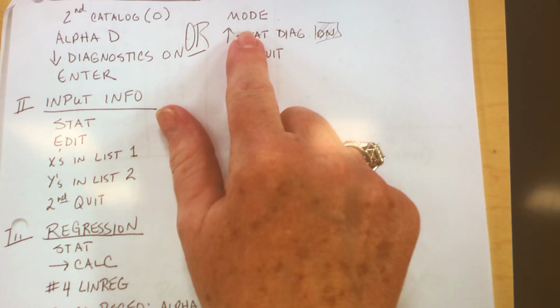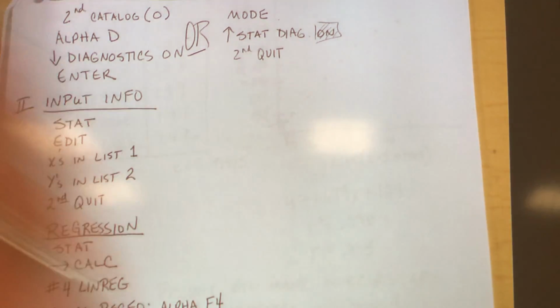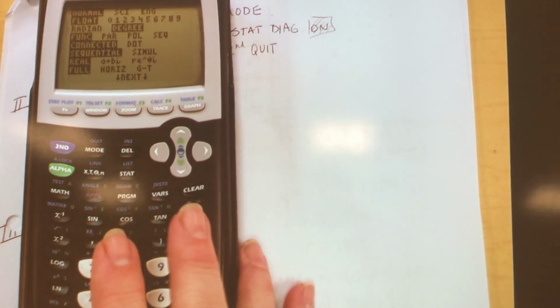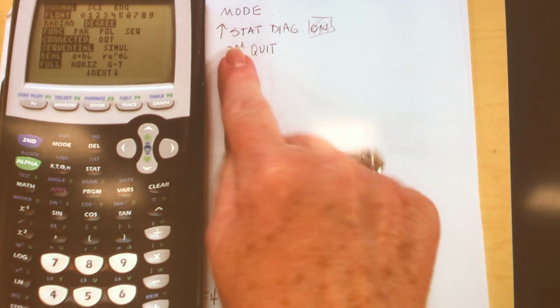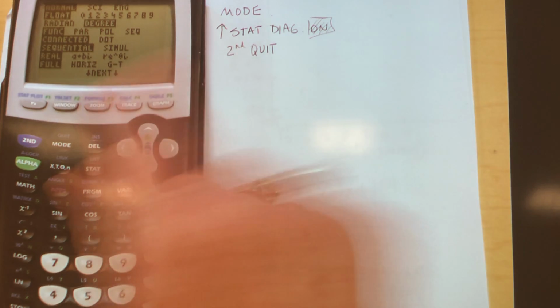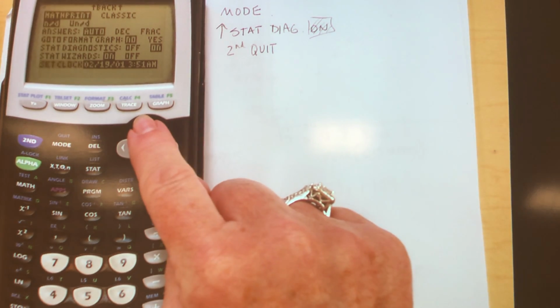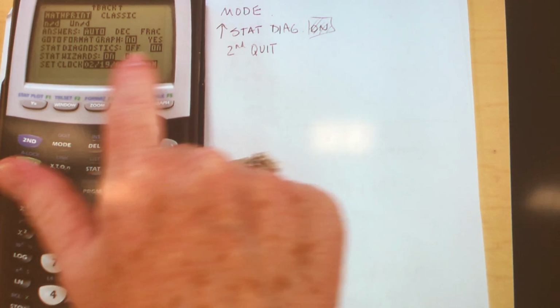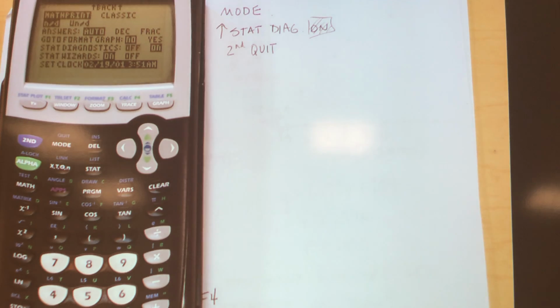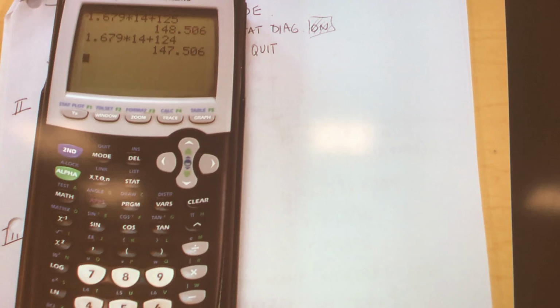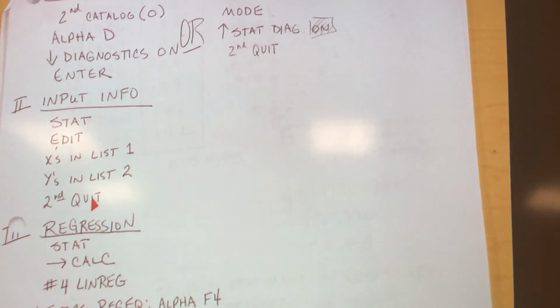So should we write it that way? Yeah, I would, because it's easy. You just go to mode. I'll show you what it looks like. You go to mode right here. And he said it's down at the bottom, but on our calculators, it's actually on the 2nd page. So I arrow up and it takes me to the 2nd page. And then when you go right here, you see where it says Stat Diagnostics. You can turn them off or on right there. Then you're just going to go 2nd and quit and get out of there. All right, is everybody okay?